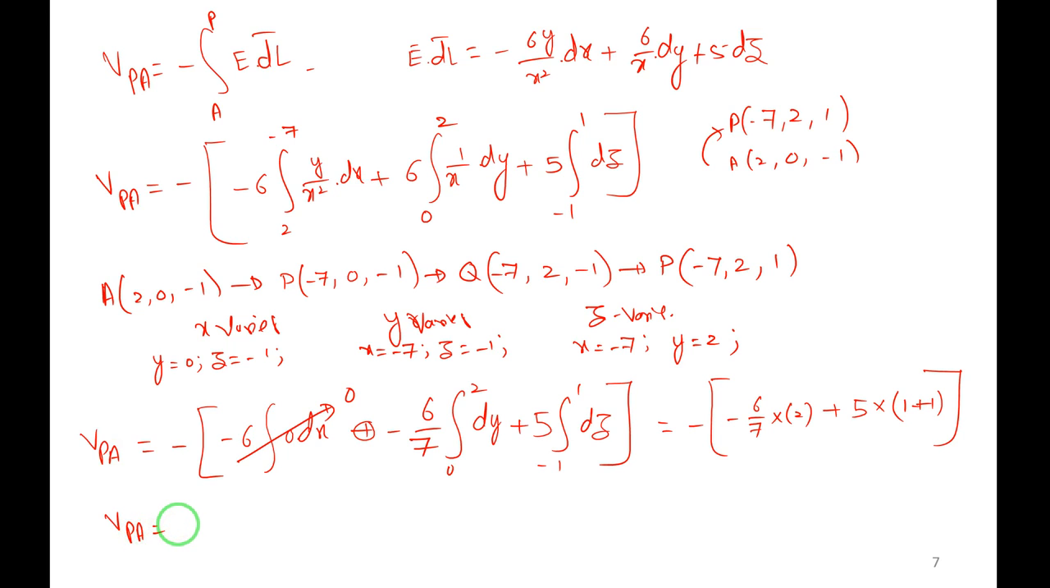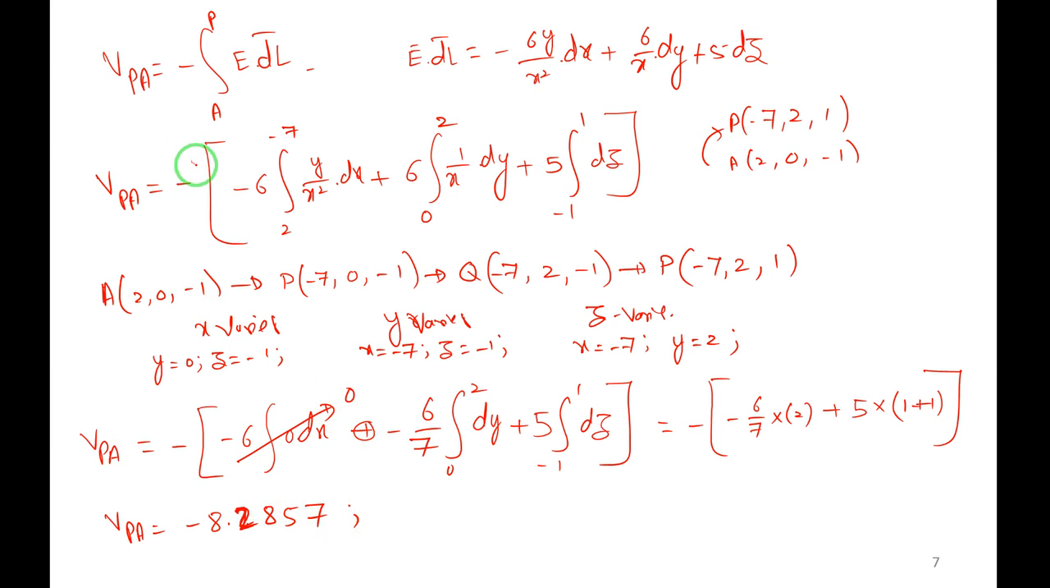Minus 6 into 2, that is 12, divided by 7. So I am getting minus 1.7. For next, 1 plus 1 is 2, 2 into 5 is 10, plus 10. I will add this, plus 10. So I am getting 8.22. But this minus sign is there. So finally what I am getting is minus 8.2857.